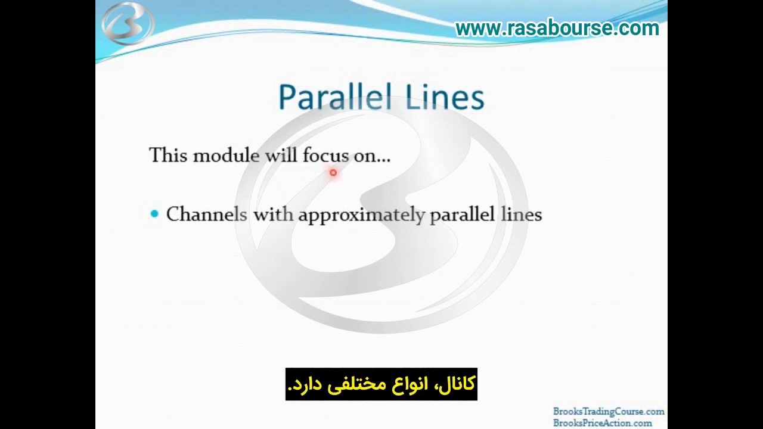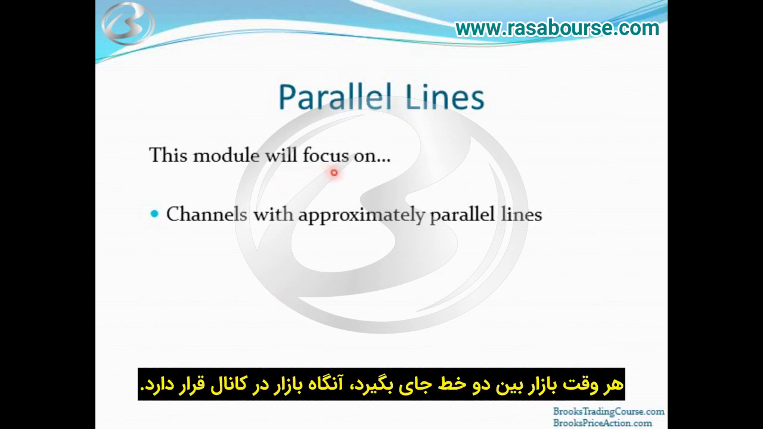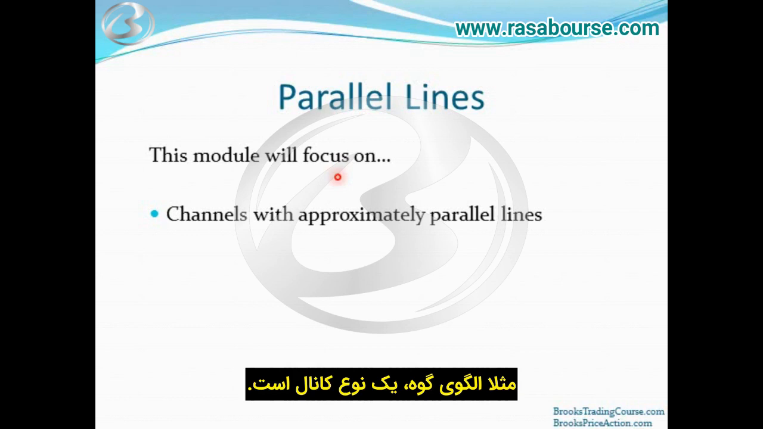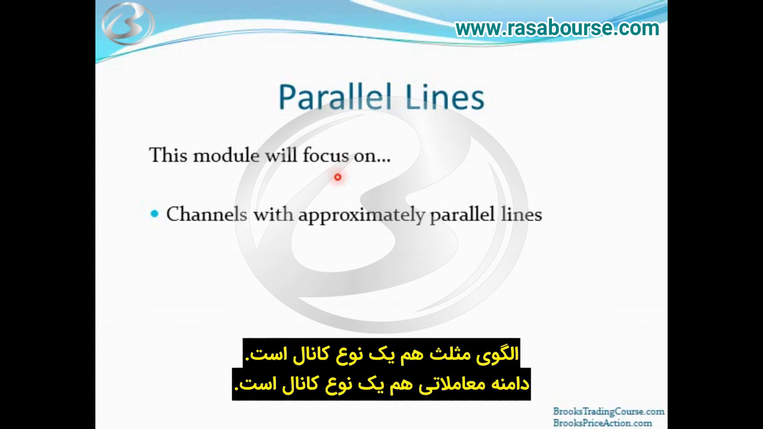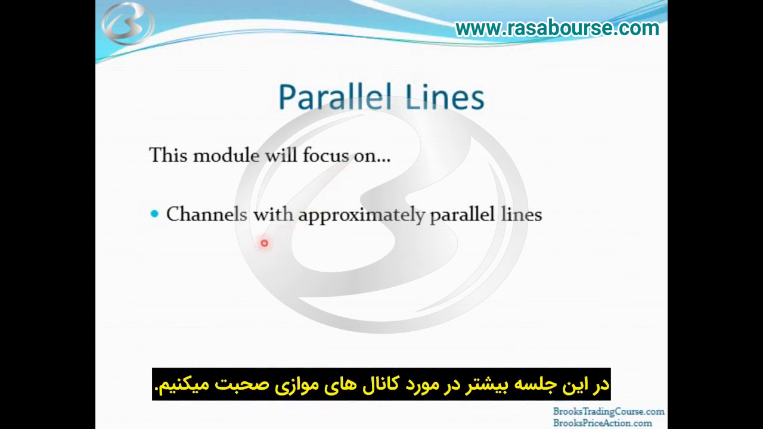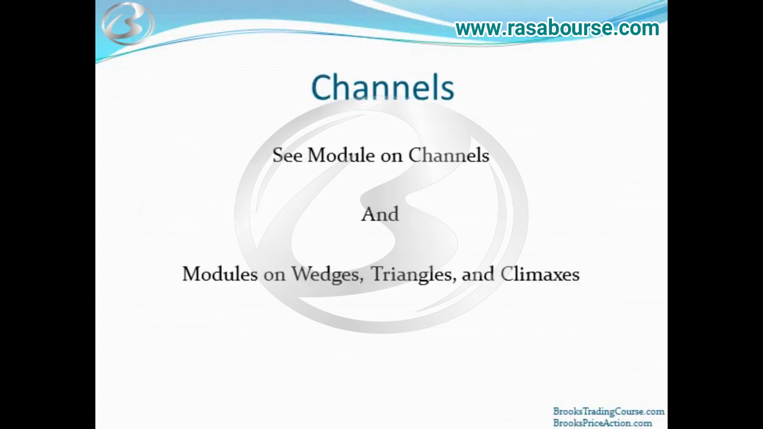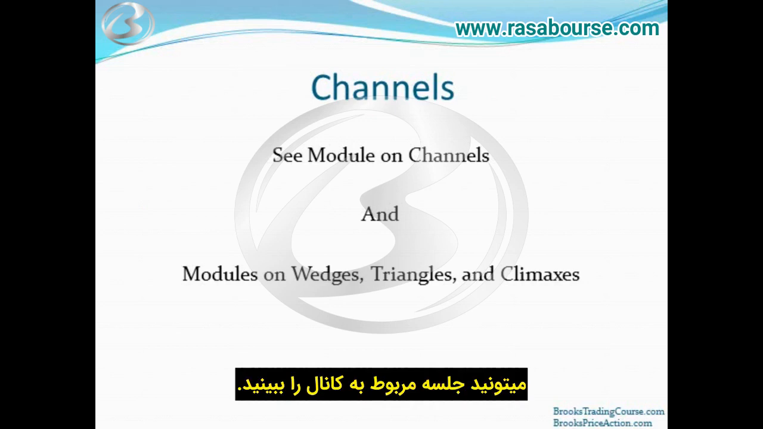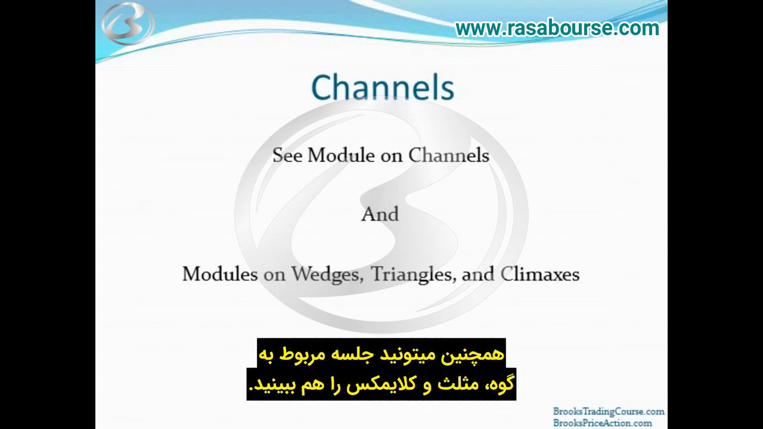There are many kinds of channels. Anytime the market is contained between two lines, it's in a channel. For example, a wedge is a channel, a triangle is a channel, a trading range is a channel. This particular module will be discussing mostly channels that have approximately parallel lines. You can see the module on channels and the other modules on wedges, triangles, and climaxes.